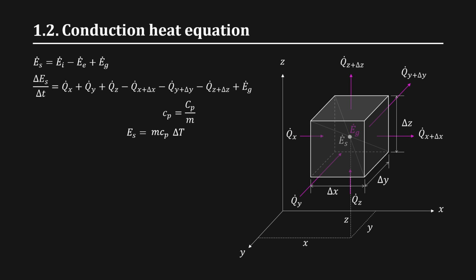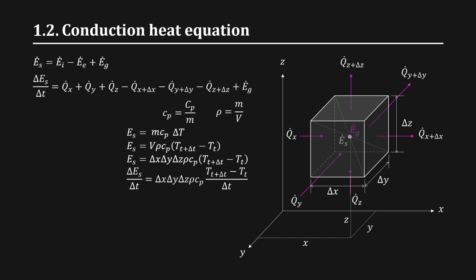And we also know that density is mass over volume. Thus, we can write the mass as volume times density, where in our case, volume equals its small increments, delta x, delta y, delta z, and by dividing by the time interval, delta t, we obtain the rate of thermal energy change within the system.